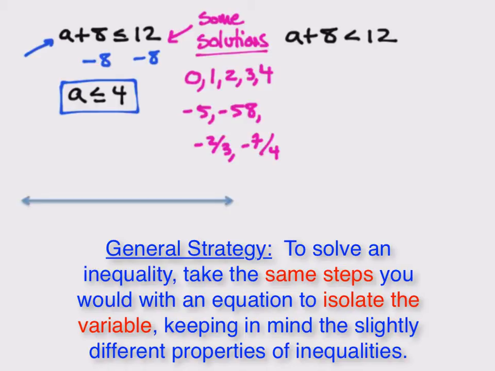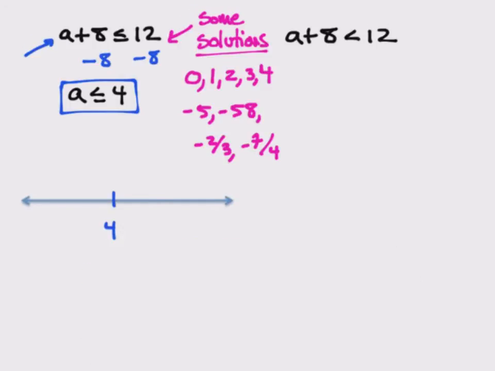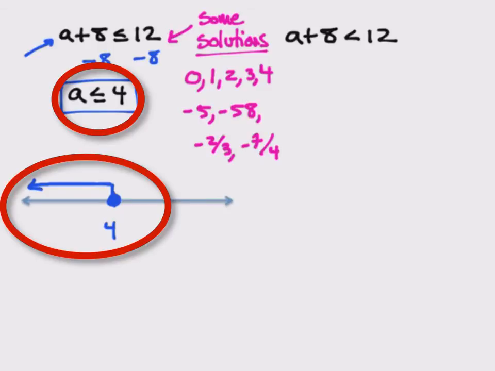So how would we represent all numbers less than or equal to 4 on a number line? Well, first things first, we're going to make a point at 4 because 4 is part of our solution set. And because we'd like to represent every number less than 4 as well, we're just going to draw an arrow going to the left. And that picture right there represents every real number less than or equal to 4.